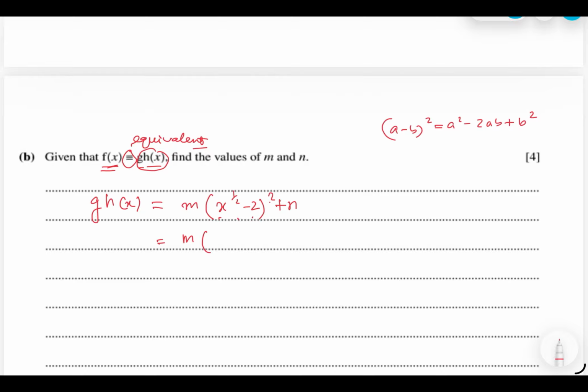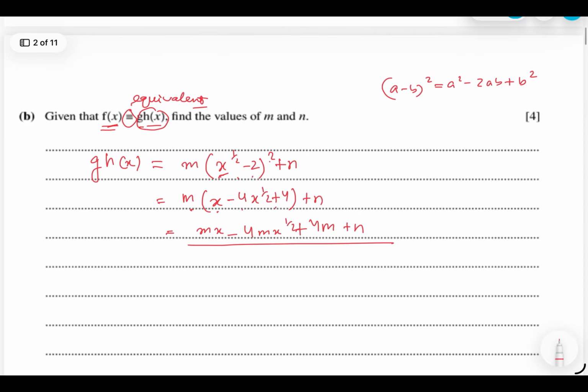I'm expanding the brackets, which would give me x minus 4x to the power half plus 4 plus n. Okay, multiply m by all of the terms. You will get mx minus 4mx to the power half plus 4m plus n. This is simple algebra what we are doing here. If you have doubt in these steps as well, please work on the basics first. I will upload a basic video as well. Just comment basic. I will upload.